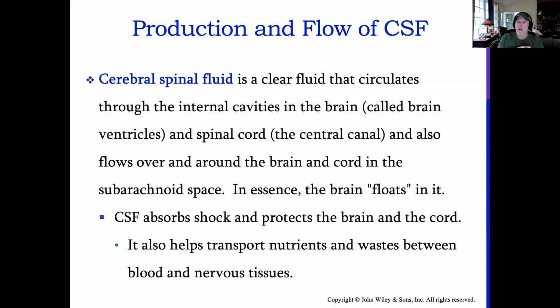So it's the same kind of concept with the cerebral spinal fluid, giving protection to the brain and the spinal cord. But the cerebral spinal fluid also is going to help to transport nutrients and get rid of waste material between the blood and the nervous tissue. So it kind of serves a twofold purpose.